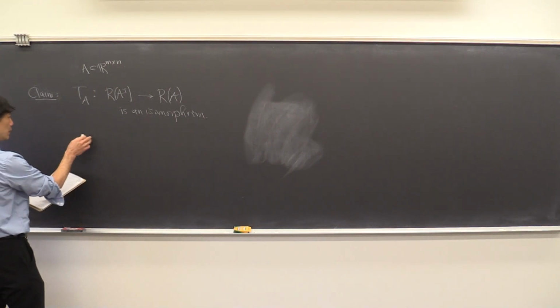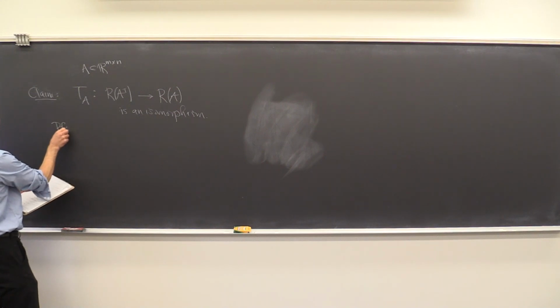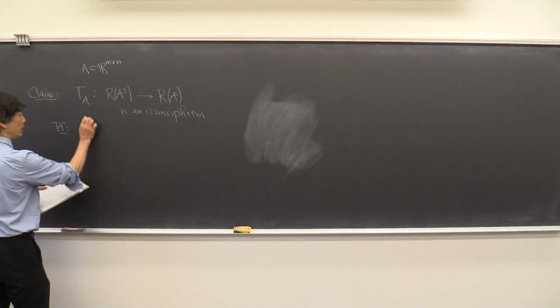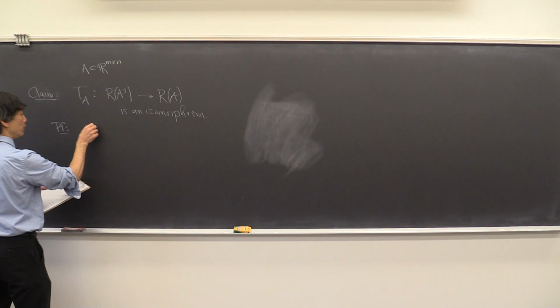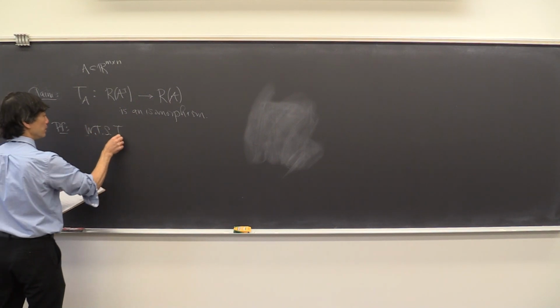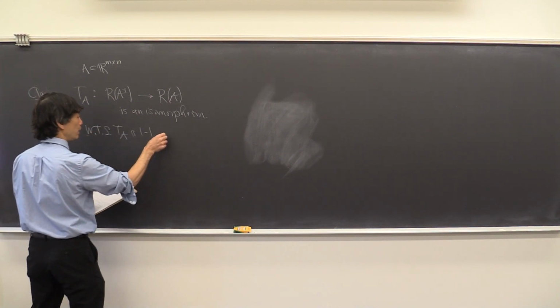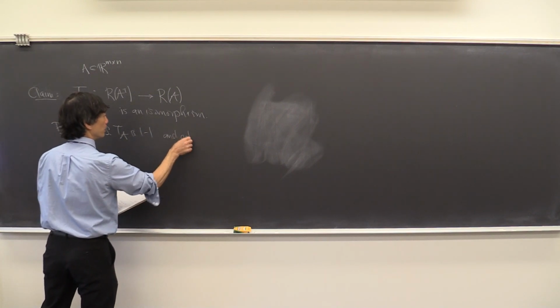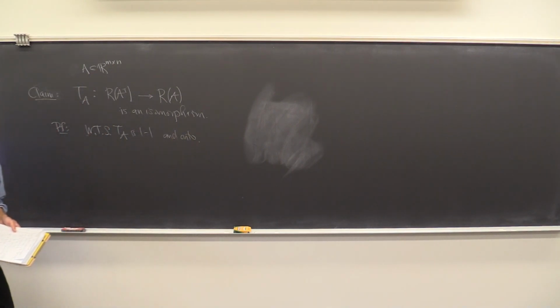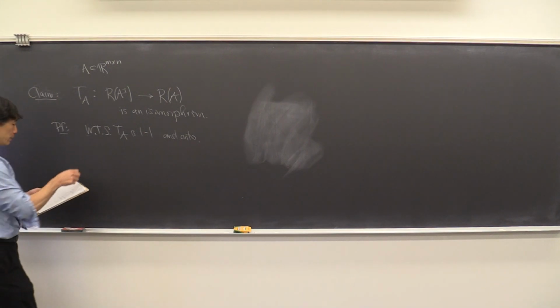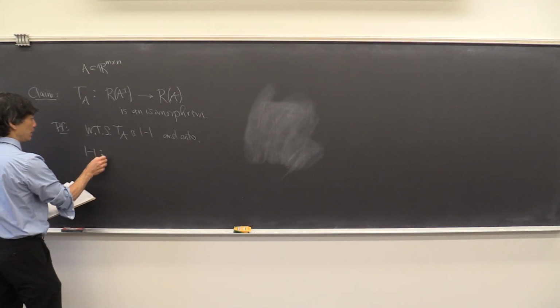And so there's two parts to that. You need to show that T sub A is one-to-one, and also that it's onto. Okay, so let's do the one-to-one part first.